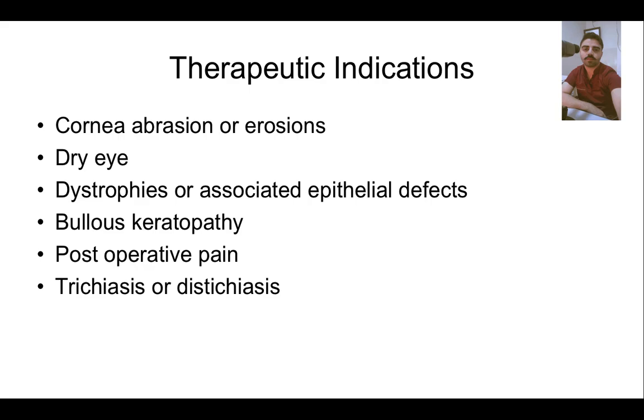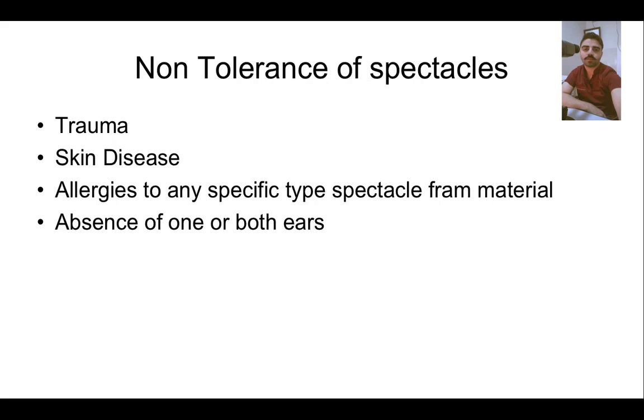So if we want to protect the cornea in these circumstances, we can fit these patients with bandage contact lenses. Moving on, we have some more indications where the patient is non-tolerant to spectacles, especially when there is a trauma, and the trauma can disturb the shape of your face, can disturb the nose, or can damage the different bones of your face. In these circumstances, the patient will not be able to wear glasses normally because glasses will not be fitted properly on these sorts of traumatic faces.